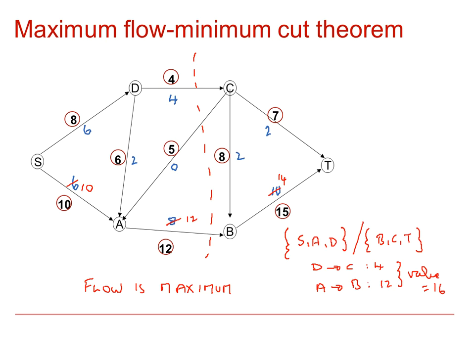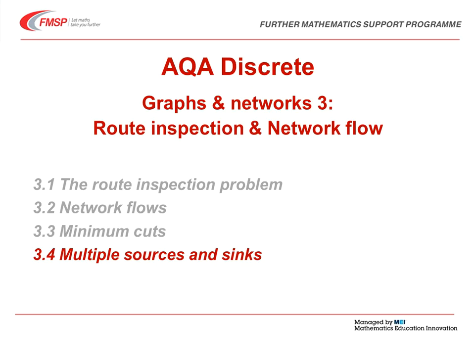Well, that concludes this video on the max flow min cut theorem. In the next video we'll be looking at how you deal with what are called multiple sources and multiple sinks. In other words, where we've got more than one source and more than one sink. Several reservoirs supplying 2 or 3 towns. So all of the water from the 3 reservoirs goes into 2 towns, for example.